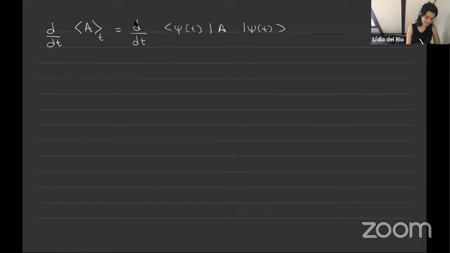Okay. And now, it's like the derivative of a product is the first times the derivative of the second plus the second times the derivative of the first, right? And remember that A does not depend on time. If it did, you'd have this extra term, and I think you did it in one of the tutorials. So let's do the other one first.